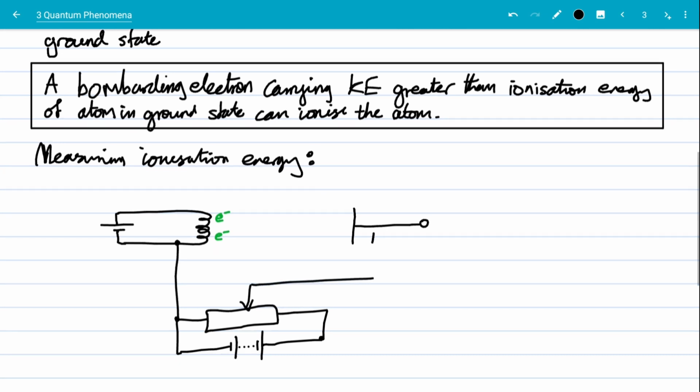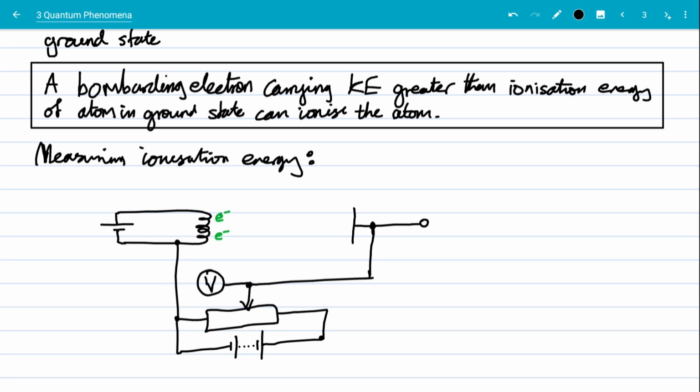So we're going to place our connection just like that. And now what we can do is choose the potential difference by sliding the slider across on the potentiometer. Dead easy. Now we can measure the potential difference by putting a voltmeter between here and here. And that will tell us the potential difference.